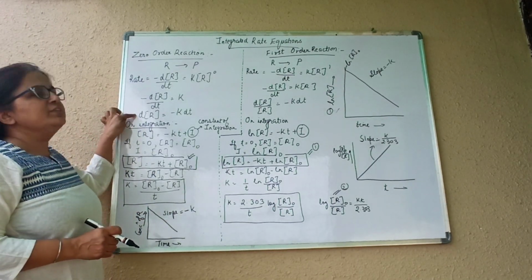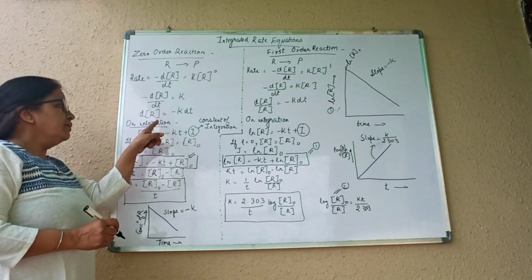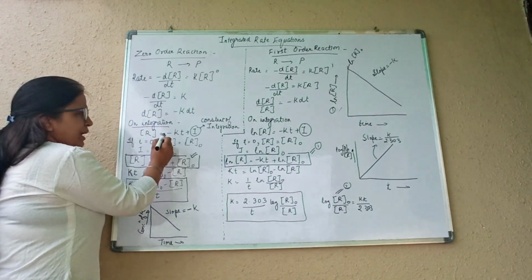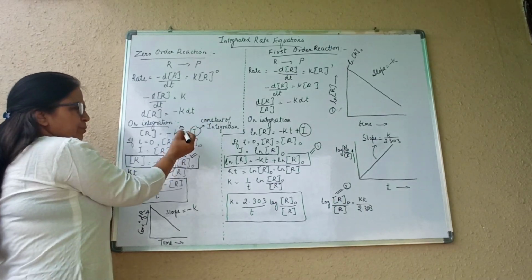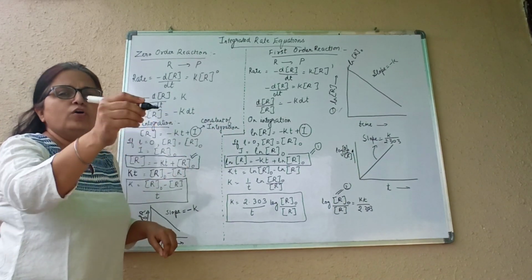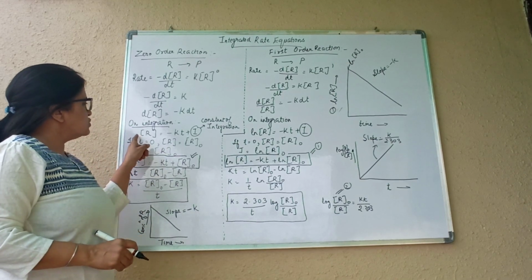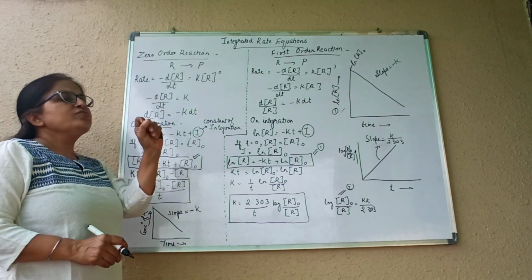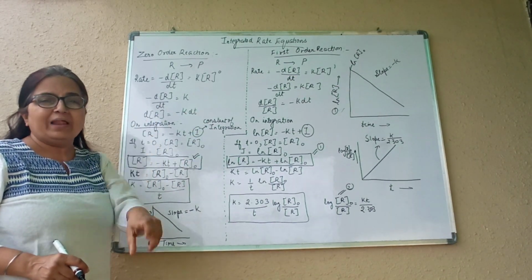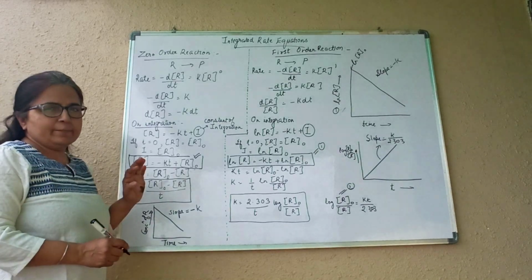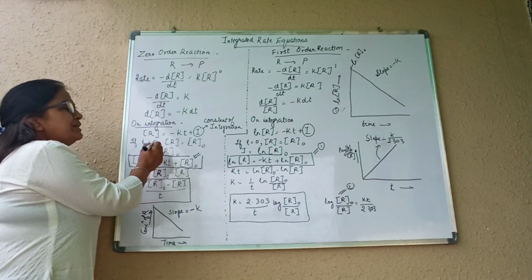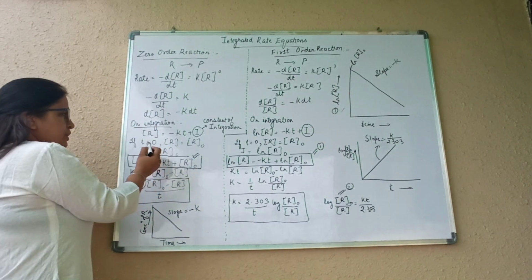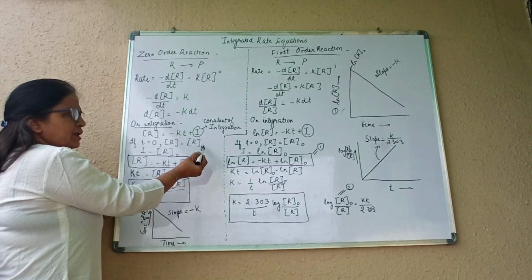On integration of this, what is the integration of d[R]? That is [R]. So we write minus kt, that dt will be t, plus I. That is the constant of integration we will write. So I have the equation [R] is equal to minus kt plus I. Whenever I have a constant of integration, I have to get its value. I get the value by assuming something. I assume that at time t equals 0, what is the concentration of R?